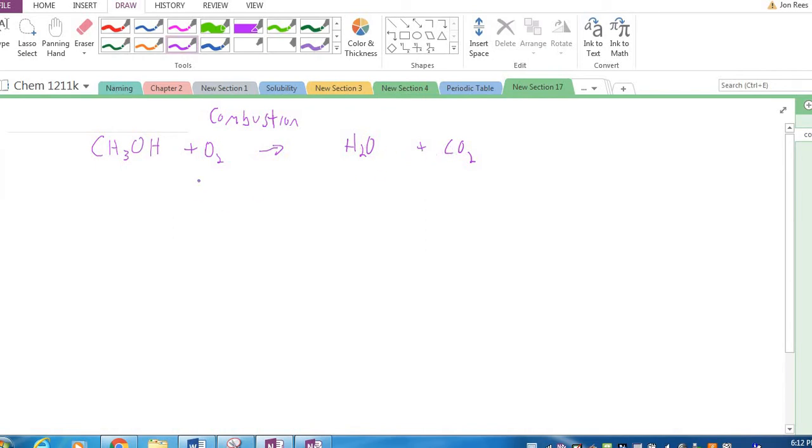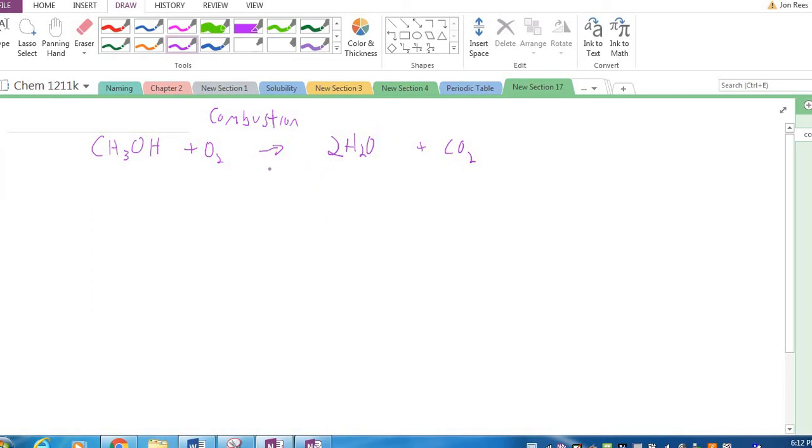So how are we going to balance this? Well, I always look at the carbons first, and then maybe the hydrogens, and then the oxygens. So the carbons are already balanced right here, so I don't have to worry about those. Hydrogens next. I have 4 hydrogens on this side, but I only have 2 hydrogens over here, so I'm going to put a 2 right there. Okay, so I have 2 H2O. Now I have to worry about my oxygens. So I have 1, 2, 3 oxygens on this side, and now I have 4 oxygens on the other side.